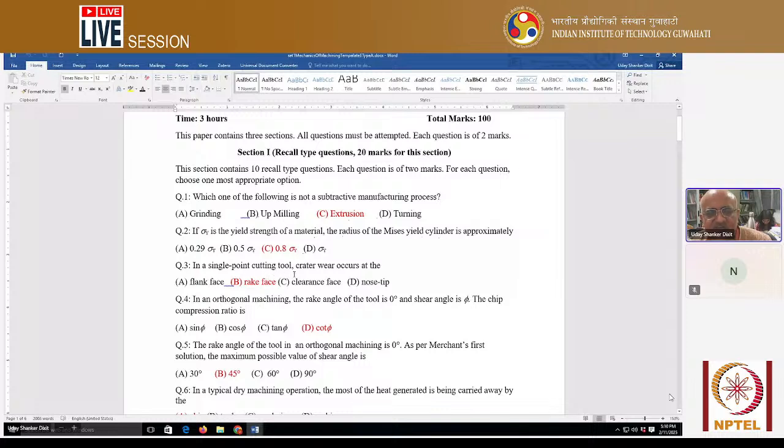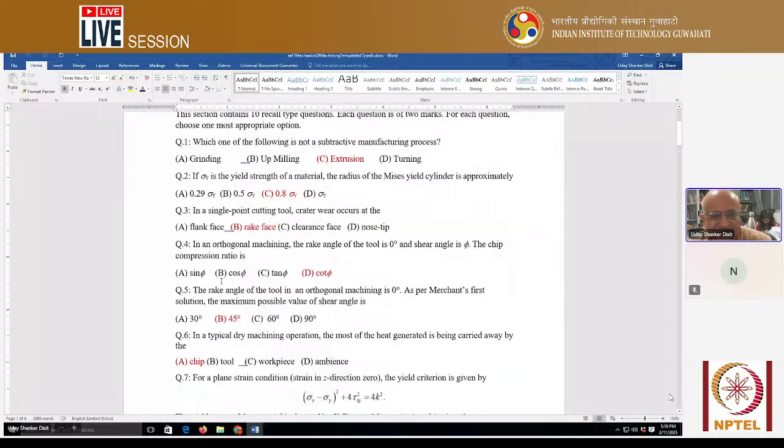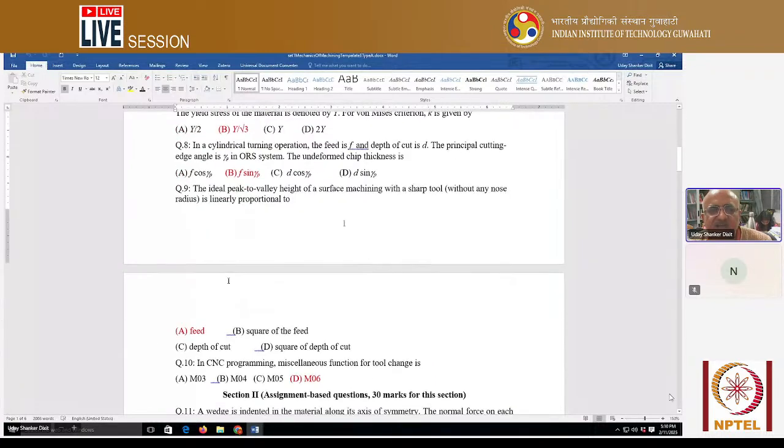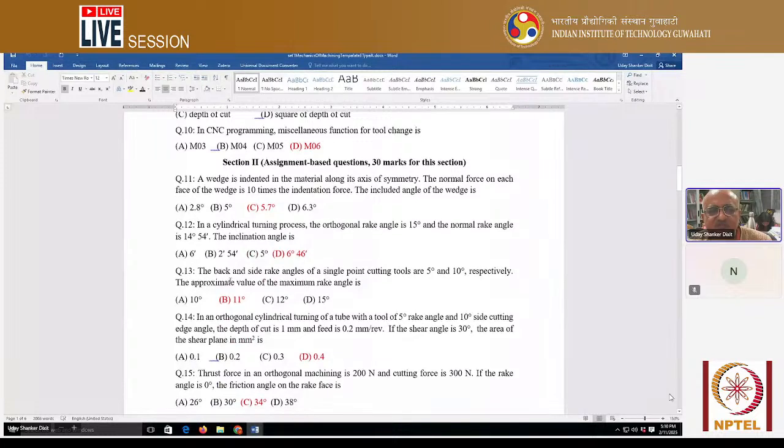In a single point cutting tool, crater wear occurs at the rake face. Flank wear occurs at the flank face. That option is also there, but crater occurs at that. And then theoretical questions are like that.